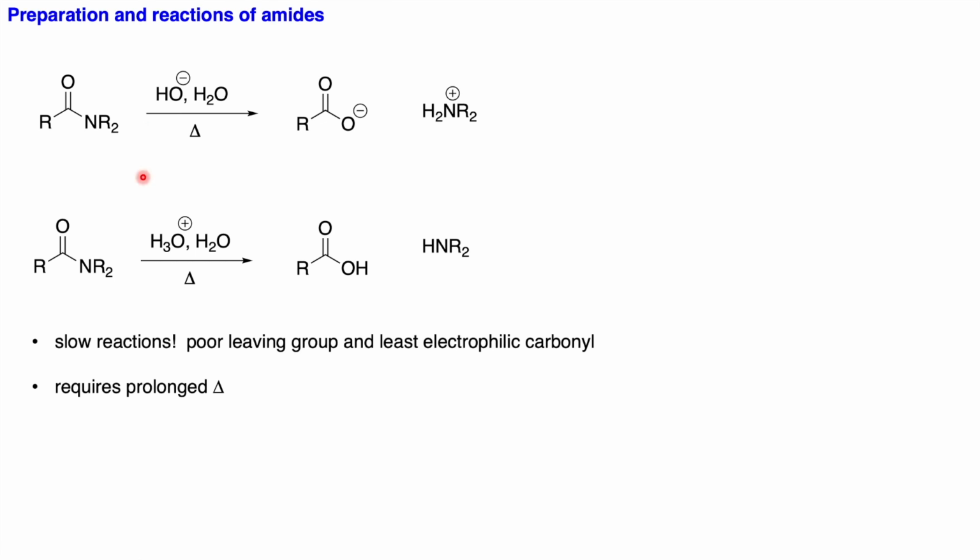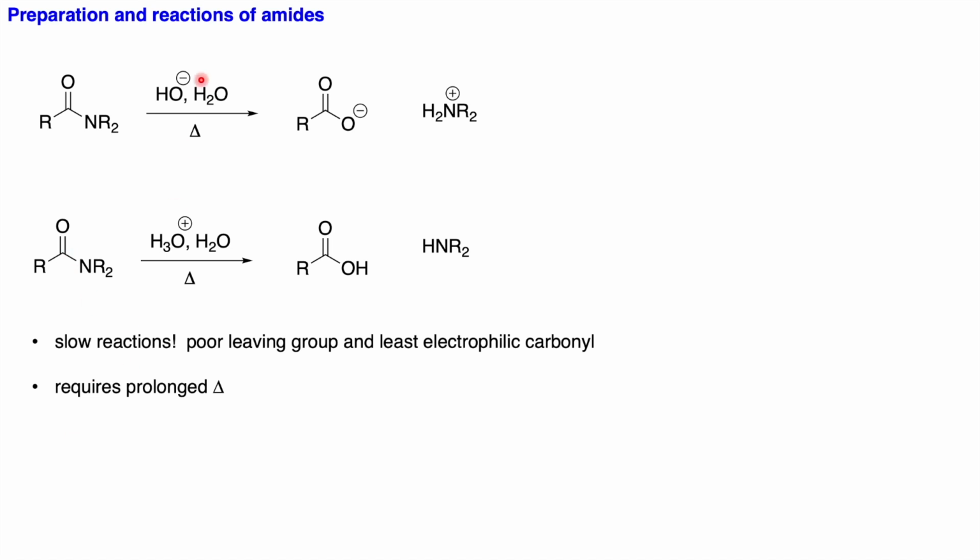Amides can react under acidic or basic conditions to produce either a carboxylate if we're under basic conditions or a carboxylic acid under acidic conditions. However, this reaction is really slow because the amide nitrogen-containing group is a really poor leaving group, and we learned earlier that amide carbonyls are the least electrophilic of all the carbonyls because the nitrogen is able to serve as a really good resonance donor of its lone pair electrons toward that carbon.